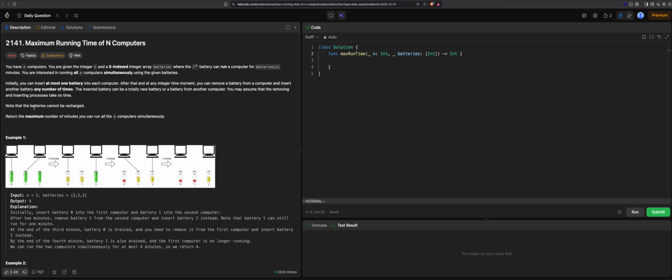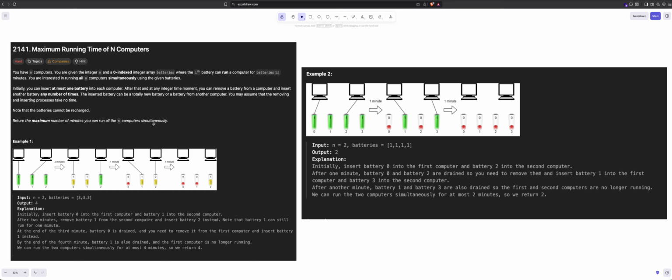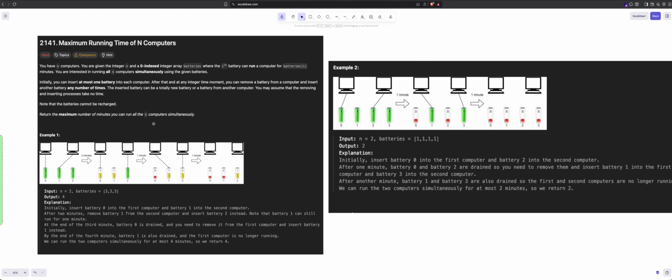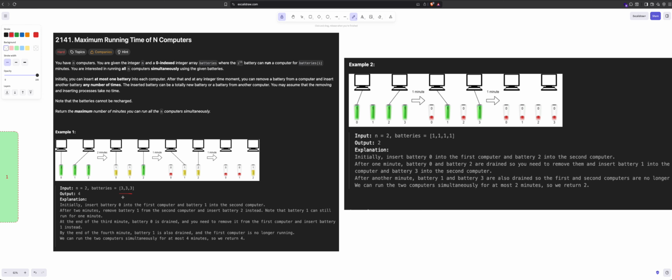Note that the battery cannot be recharged. That makes sense. Then we have to return the maximum number of minutes we can run all the n computers simultaneously. If we go to the first example, we have 3 batteries, and each battery lasts for 3 minutes.